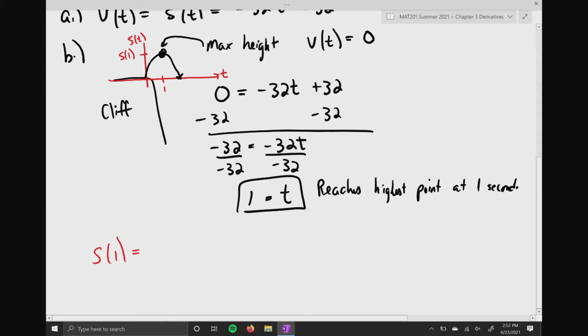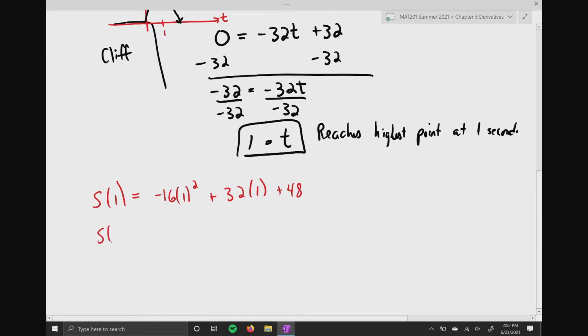So S of 1 is going to equal negative 16 times 1 squared plus 32 times 1 plus 48. So S of 1 is going to equal negative 16 plus 32 plus 48, or S of 1 equals 64 feet above the ground.